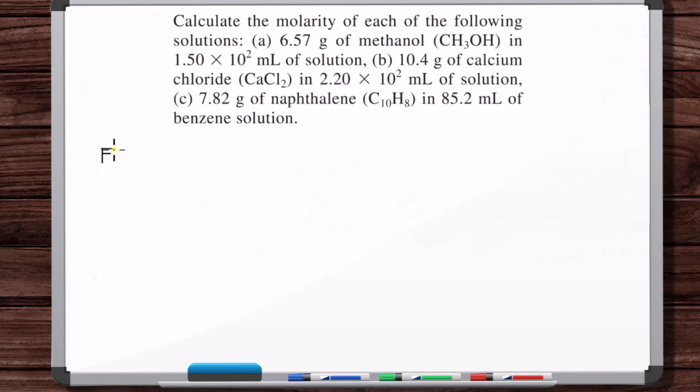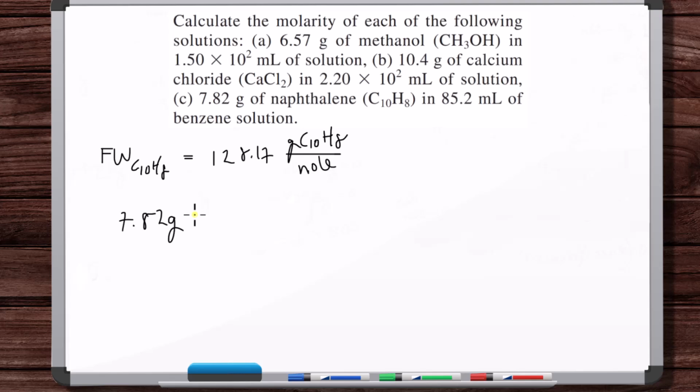Okay, so what is the formula weight of naphthalene? Doing a Google search, you get 128.17 grams per mole. So if we have 7.82 grams of naphthalene, how many moles is this?